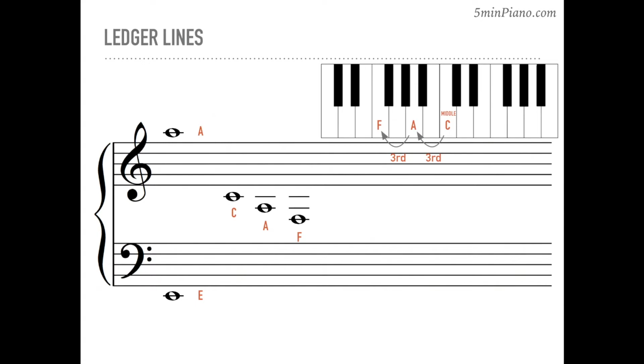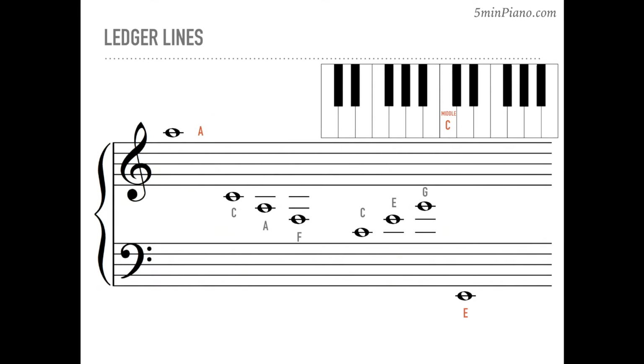This will always be the case with ledger line notes because we're going from a line note to a line note. That same middle C can be used if the left hand needs to go higher than the bass staff. A third above that is E, and then G. Below the bass staff is E.